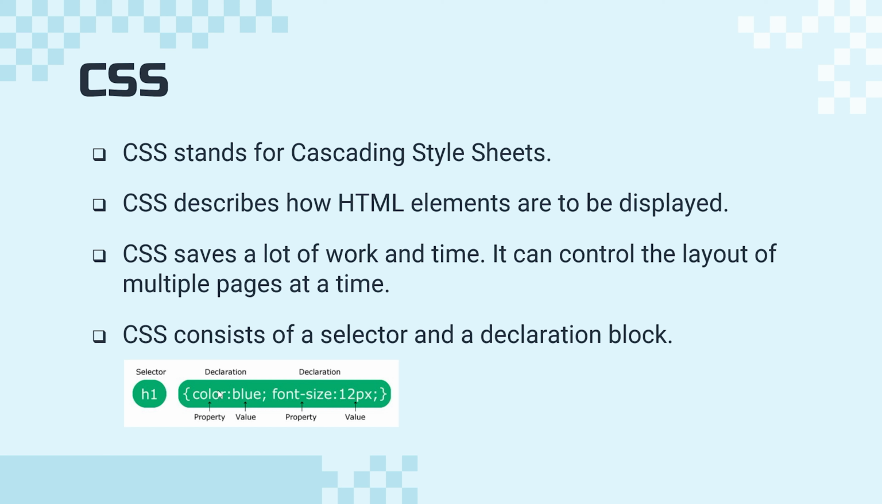The first declaration is a color property, and it has a value of blue. Notice how there's a semicolon terminating the declaration. This also separates each declaration from the next one. So you can see that there are corresponding semicolons for each declaration. The second declaration, on the other hand, is a font size, and it has a value of 12 pixels.